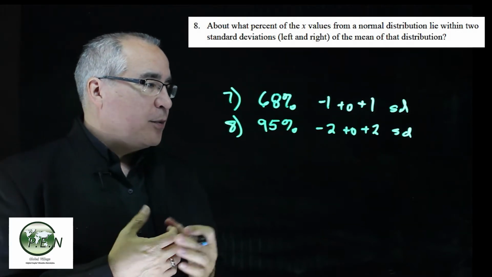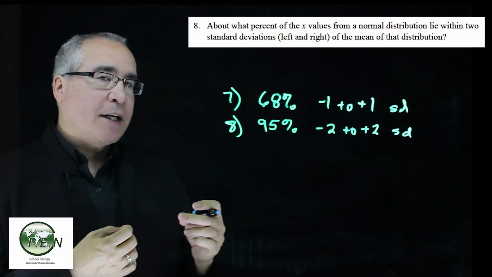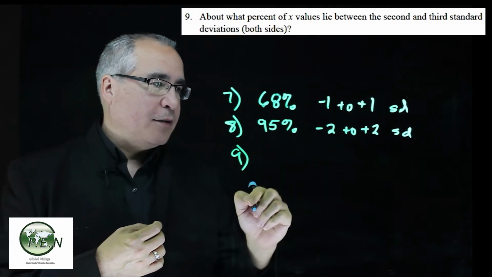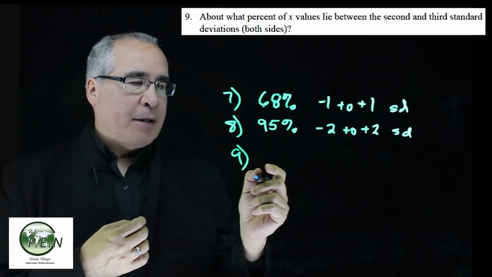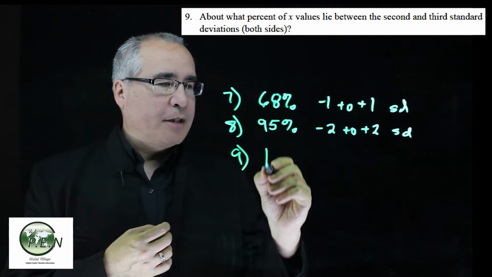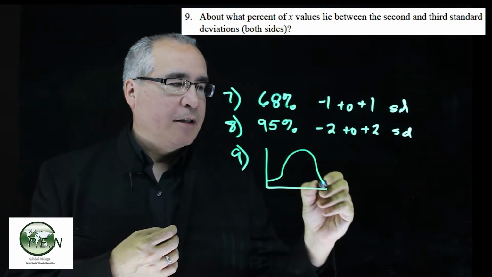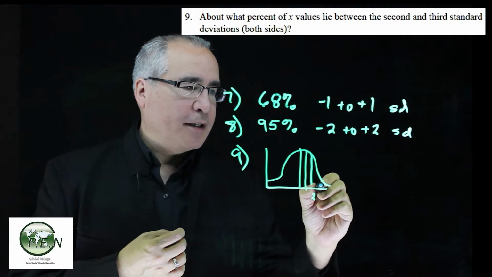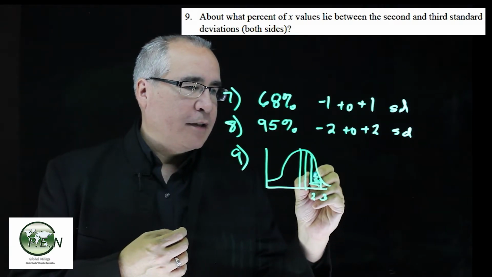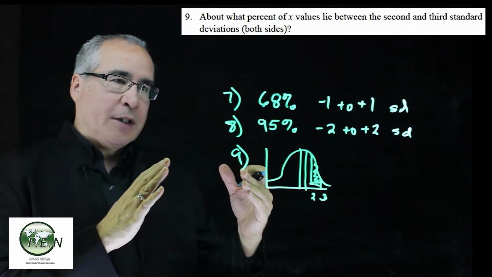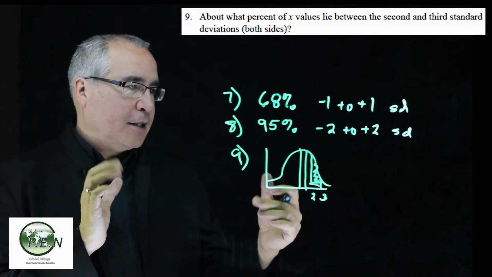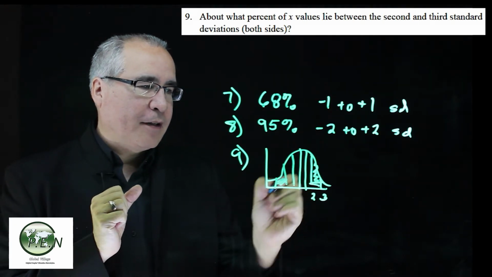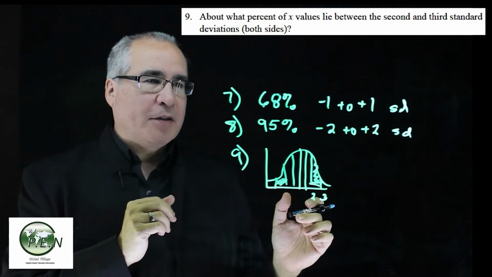And finally, which one lies between the second and the third? So 9, we're going from the second to the third. Remember that, do a little drawing here. So we're going from the second, here's the mean, here's 1, second to the third. So we just want this little area here. What we do is we take what would be the third, and again, they want both sides, actually. Sorry. So we want this area too. It's supposed to be symmetric, right?